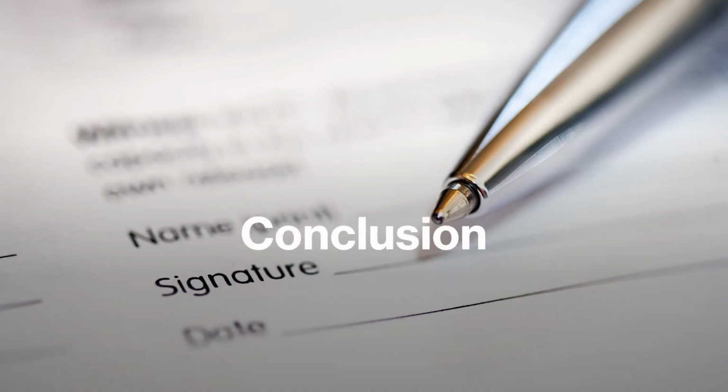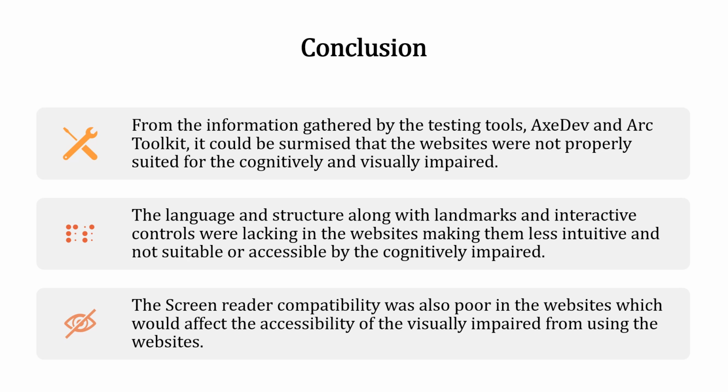Finally, to conclude, from the information gathered by the testing tools AxDev and R toolkit, it could be surmised that the websites were not properly suited for the cognitively and visually impaired. The language and structure, along with landmarks and interactive controls, were lacking in the websites, making them less intuitive and not suitable or accessible by the cognitively impaired. Screen reader compatibility was also poor in the websites, which would affect the accessibility for the visually impaired. Overall, the websites didn't get good readings.